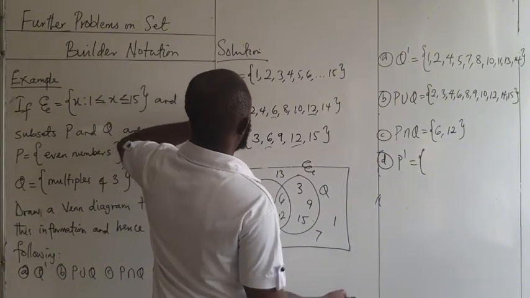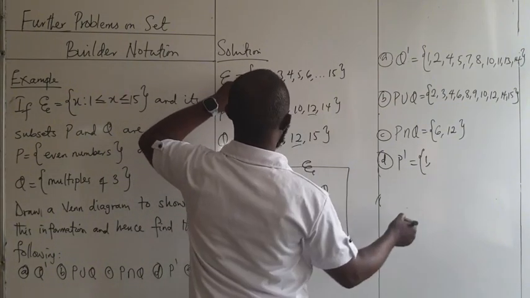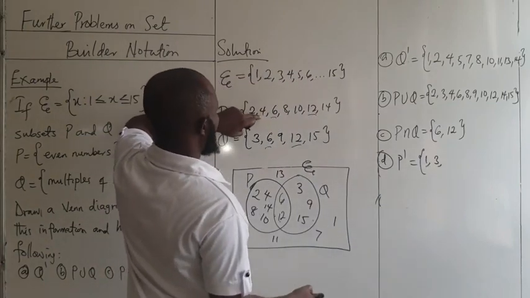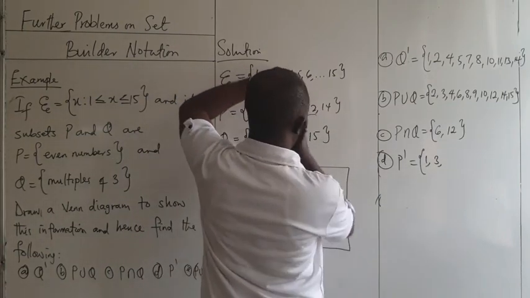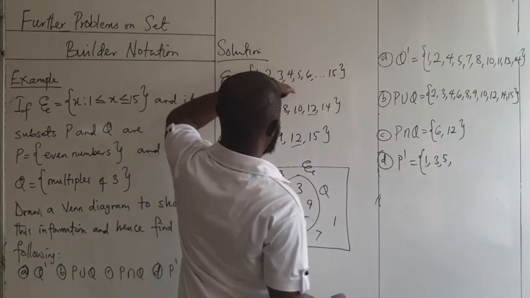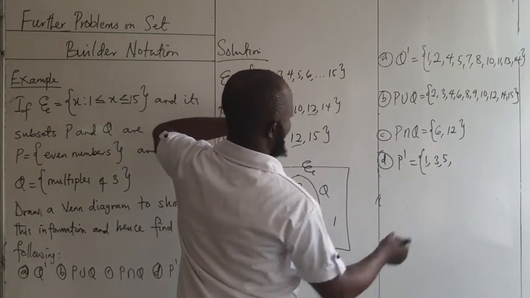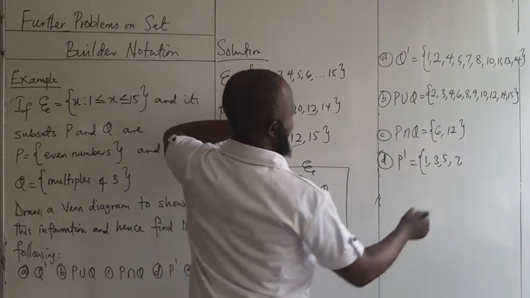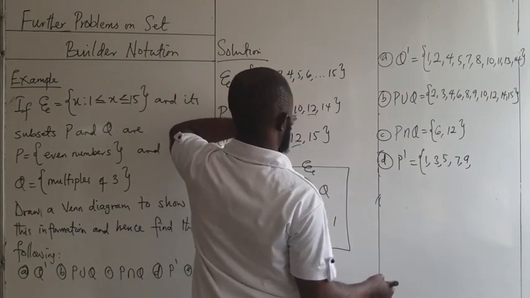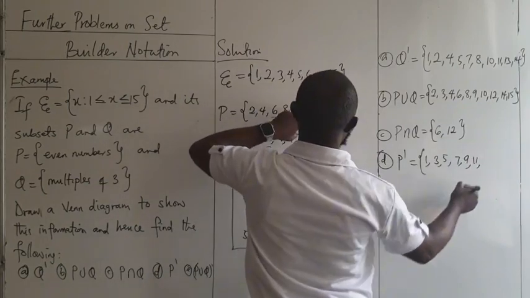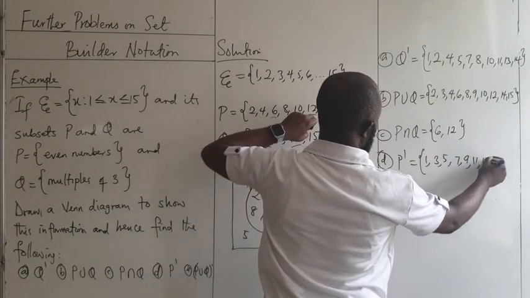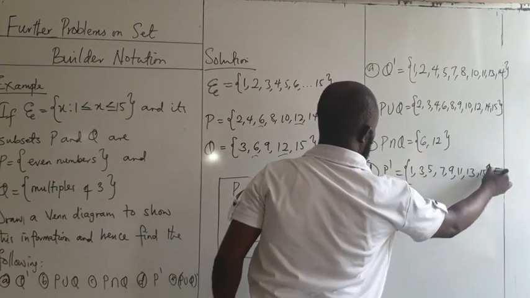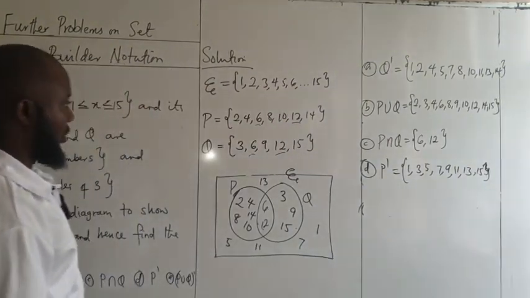So 2 is here, 1 is here. So we have 1. We don't have 3 here. 4 is here. There's no 5 here. We have 5 here. Then 6 is here. 7 is there. Then 8. The next is 9. So we have 10, 11, 12, then 13, and 15. So that is P complement.